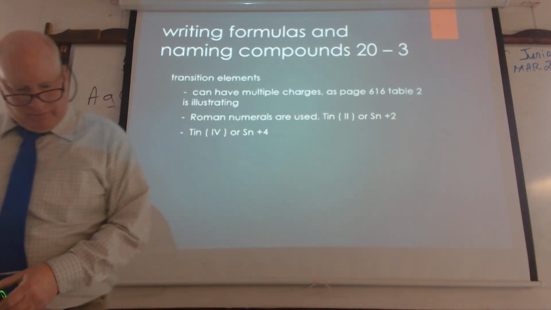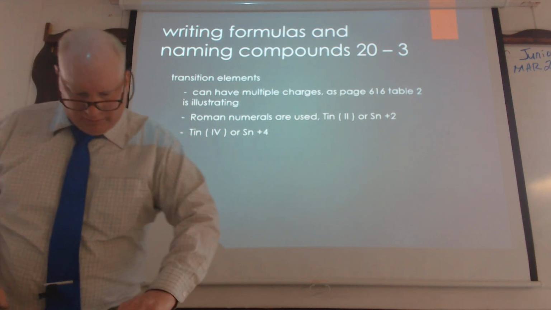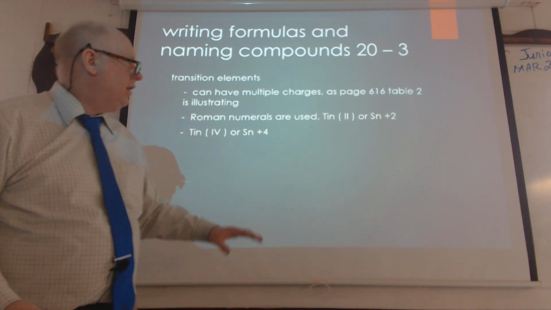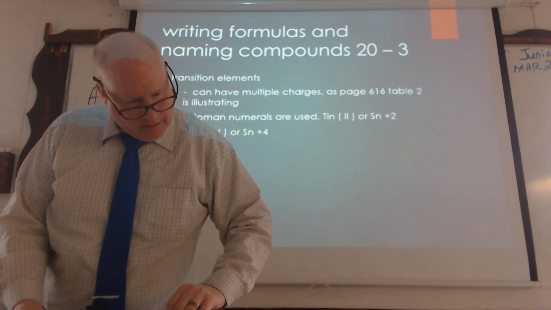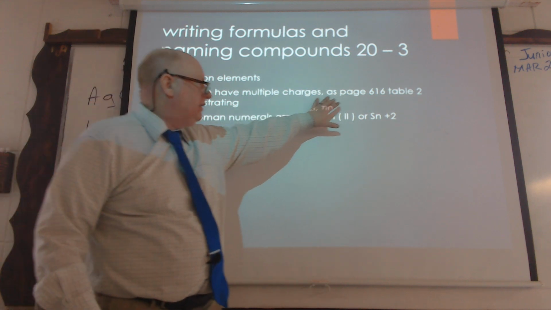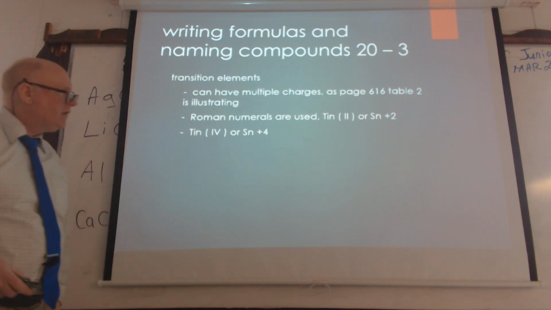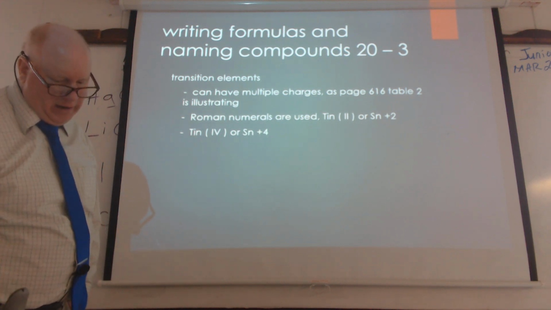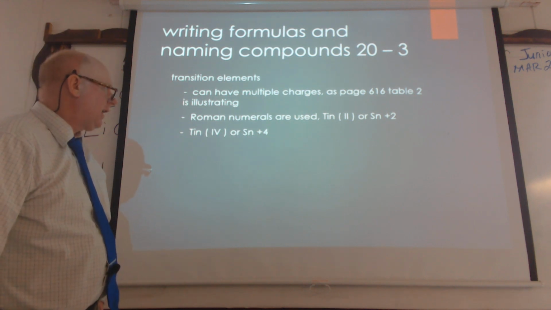Let's see here. Is that right? That page number, I do believe, is not correct. That is getting multiple charges. So we're looking at polyatomic ions, or no. This should actually probably say 566, not 616. So it is table 2. So page 566, and we'll be looking at that in just a moment.